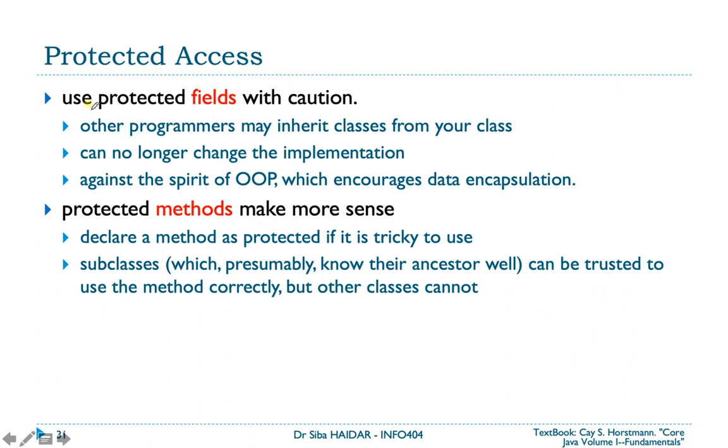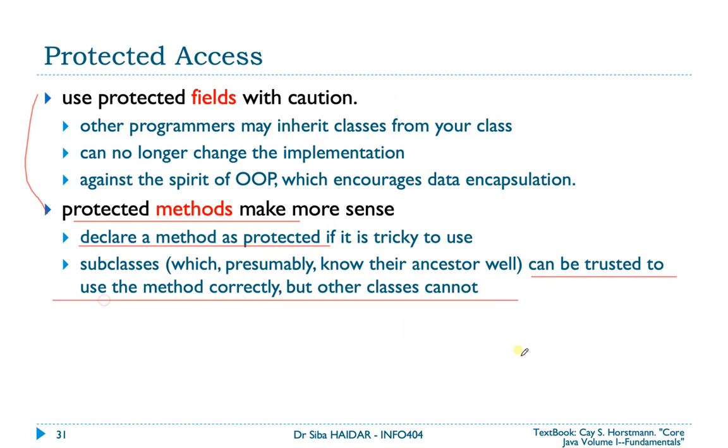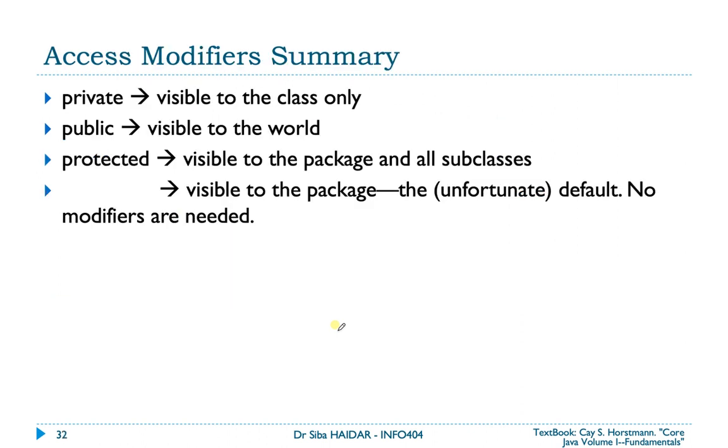However, on the opposite side, you can use protected methods. That makes more sense, but you declare a method as protected if it's tricky to use. Subclasses, which presumably know their ancestor well. So when a subclass extends its ancestor, it means it knows it, it knows what it does, its purpose, what's the semantics behind. It can be trusted to use the method correctly, but other classes cannot. I already mentioned that we will see this in detail with the clone method.